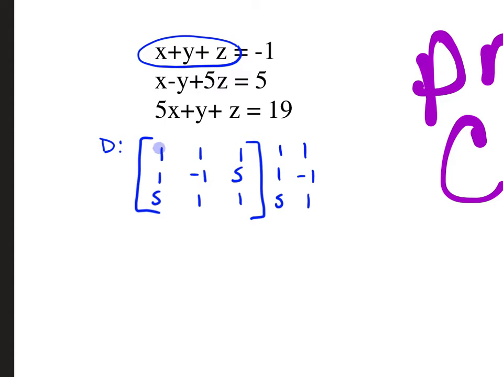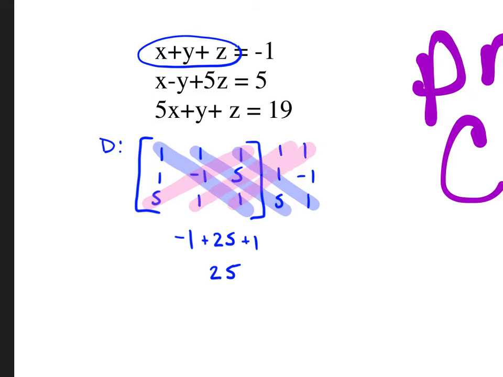Now we have to find the sum of the majors and then the sum of the minors. So what's 1 times negative 1 times 1? Negative 1. 1 times 5 times 5, 25. And 1 times 1 times 1? 1. So negative 1 plus 25 plus 1 is 25. So now we need to find the sum of the minors.